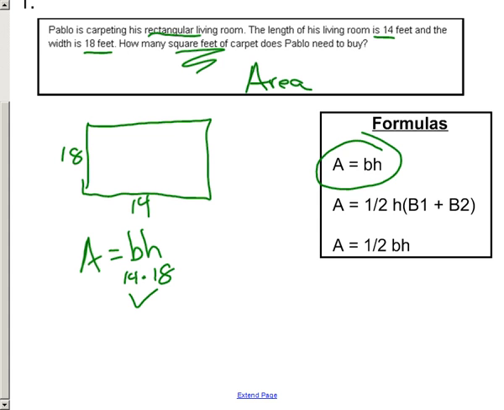And then if I work that out, I get a total of 252. So the area of this rectangle is 252, but we need to label that square feet. So feet squared. And what that means is that there are 252 little squares like this, that's 1 foot by 1 foot, to fill the area of his carpet. So that is number 1.